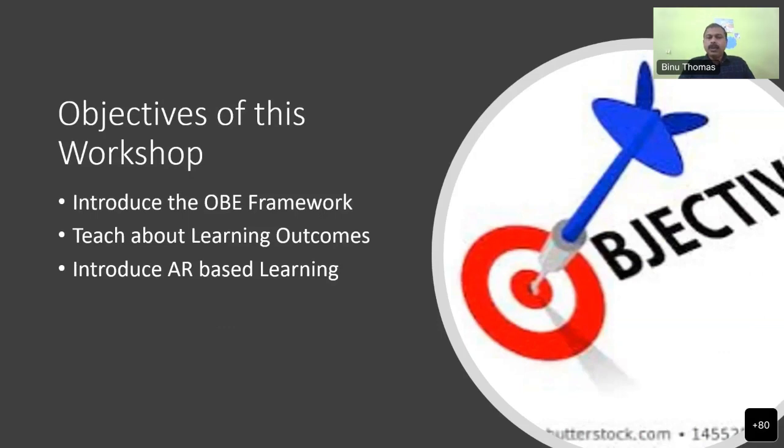Because once we complete this workshop, we must have clarity in thoughts, and we must have clarity in the outcome-based education framework. So when we talk about objectives, they are the plans, aspirations the teacher has. Once the teacher decides what I am going to teach my students, what is my plan, and how I am going to deliver this, all these plans and aspirations of the teacher become the objectives. So I can say the objective of this workshop can be an introduction of the OBE framework, teaching about learning outcomes, and introducing OBE based learning.